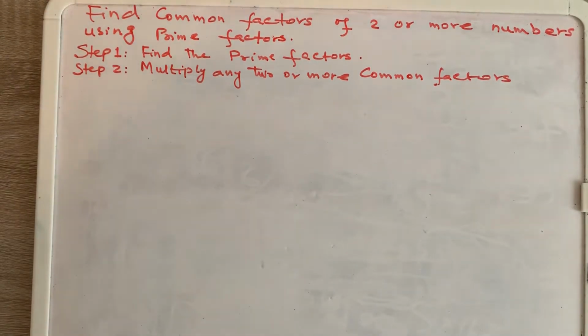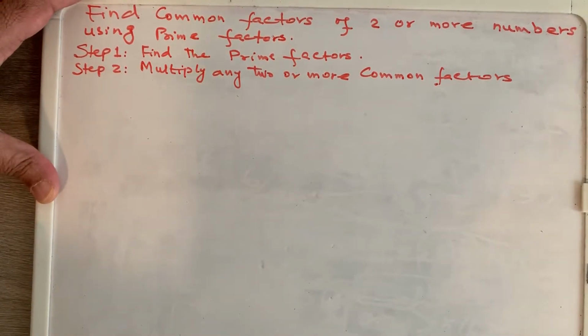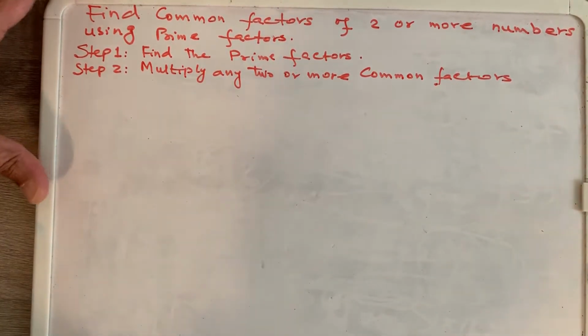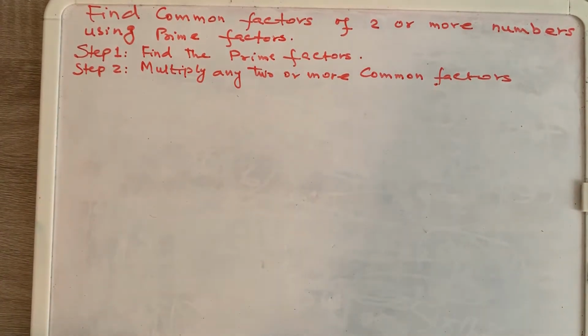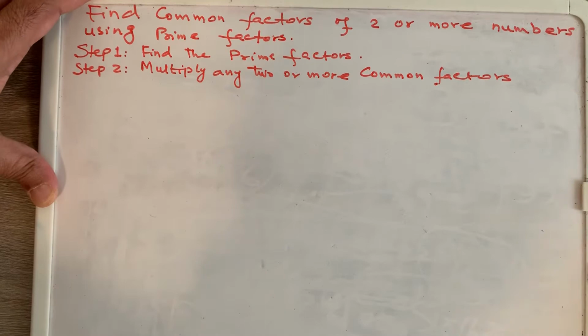Today we will be dealing with finding the common factors of two or more numbers using prime factors. In last lesson we learned what prime numbers are and what prime factorization is. So we know that prime factors, to start with, look like a tree, and then we use the prime numbers, the times table, which pass through that number.